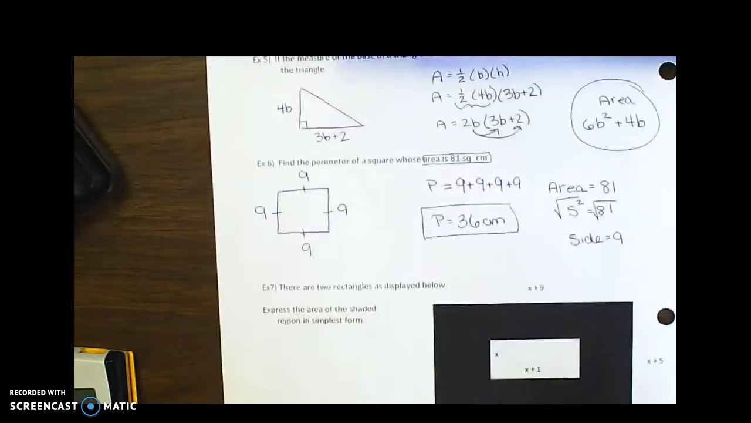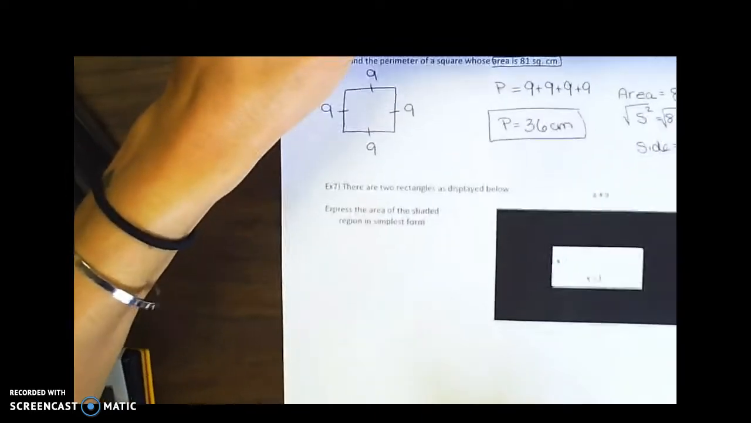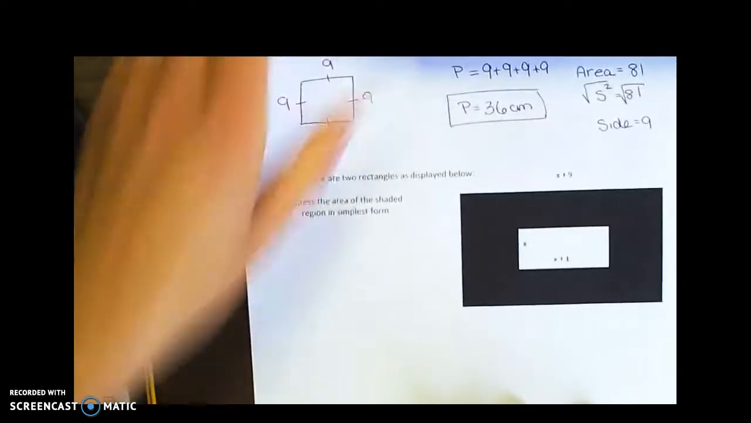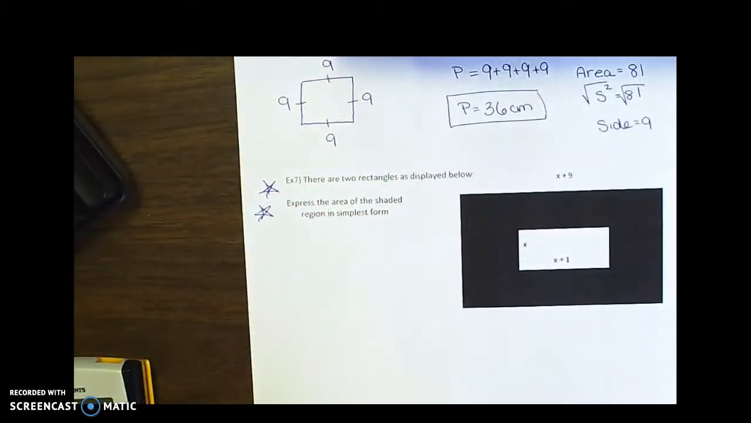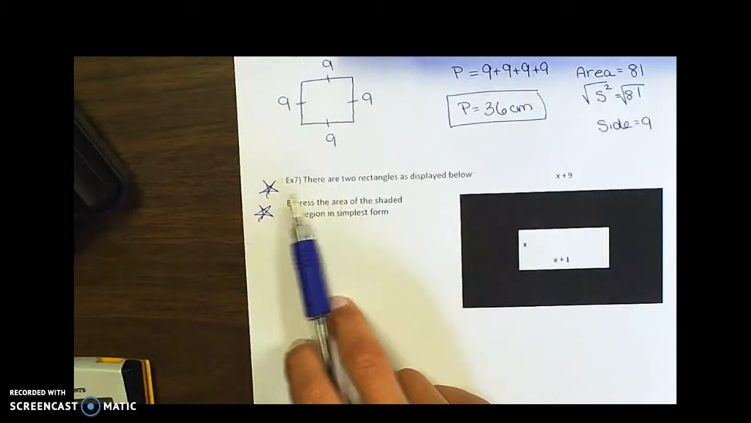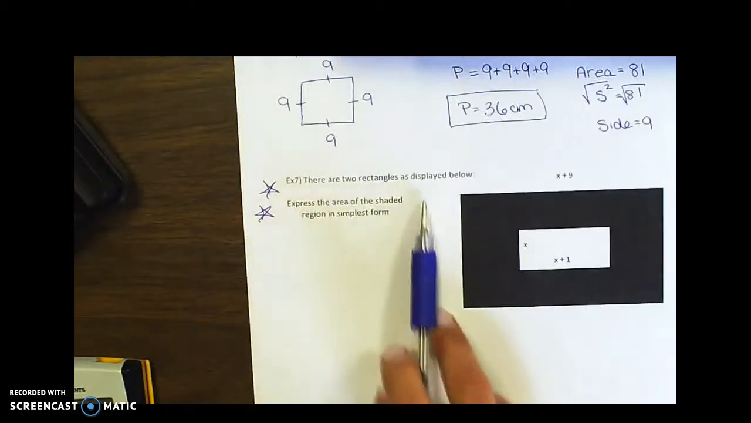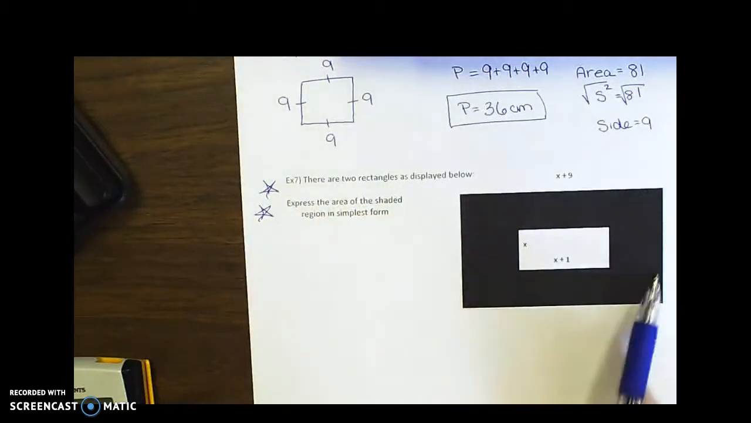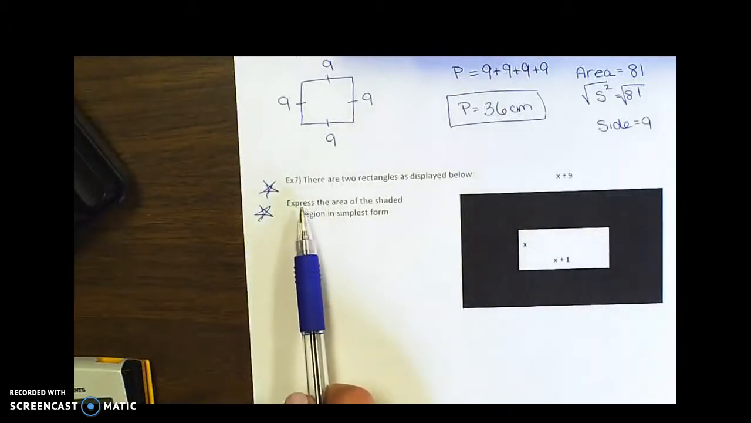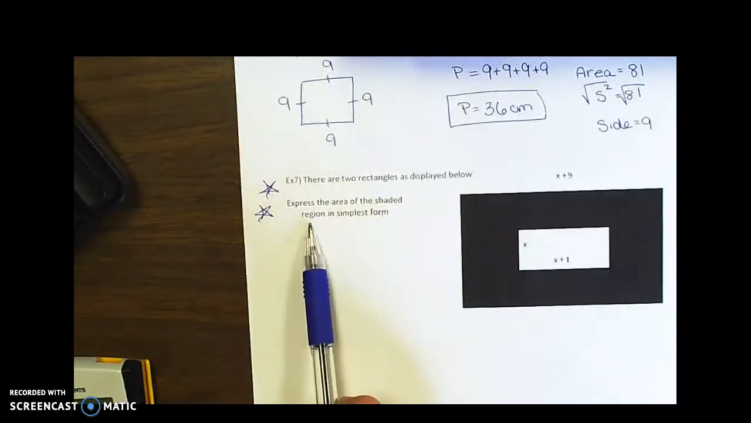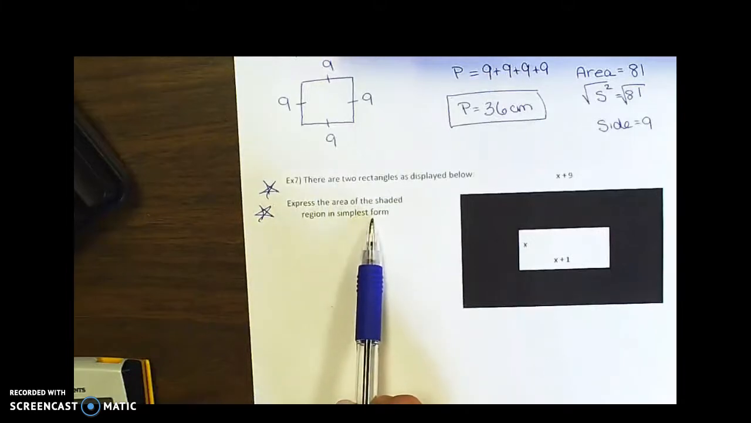Okay, next up, number 7. This is the big kahuna for today. So if we take a look here, we're going to put a little star here. This is what we're working towards. Okay, number 7. There are 2 rectangles as displayed below. So here we have a big rectangle, and here we have a smaller rectangle. Express the area of the shaded region in simplest form.